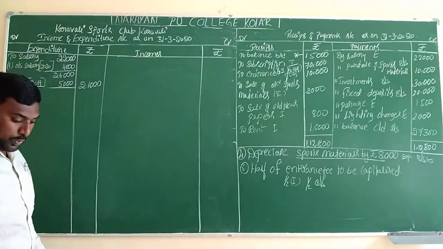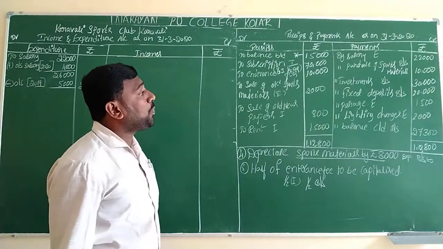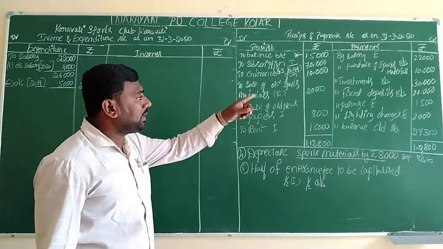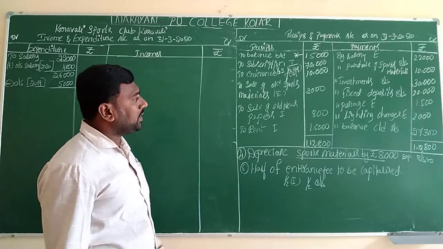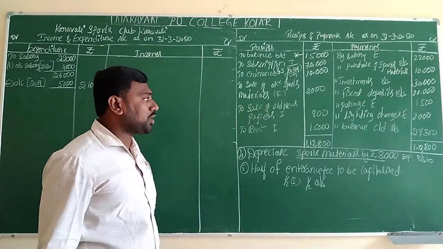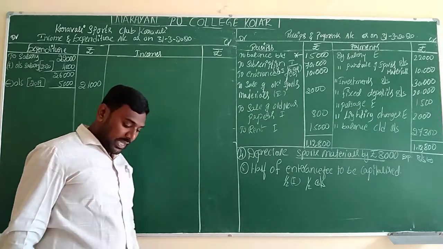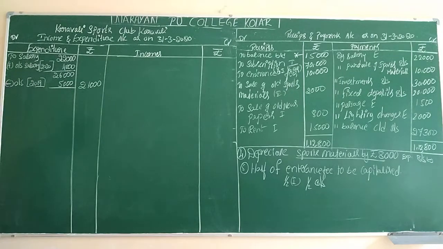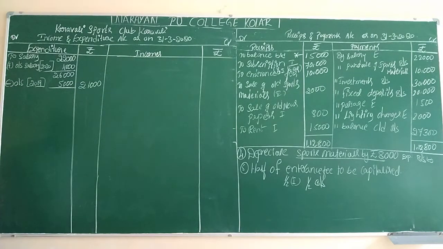So 21,000. After that, second thing they are given, sports materials, that belongs to balance sheet. Investment, that belongs to balance sheet. Fixed deposit, that belongs to balance sheet. And next one is postage, that is an expense. We should write here, to postage 1,500.